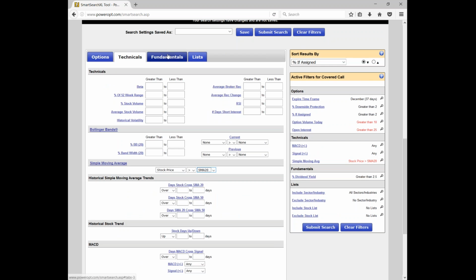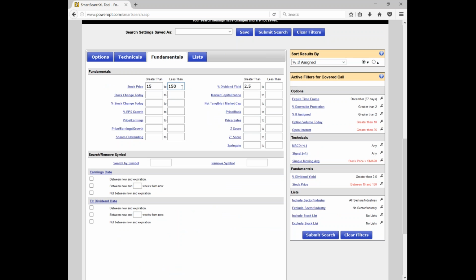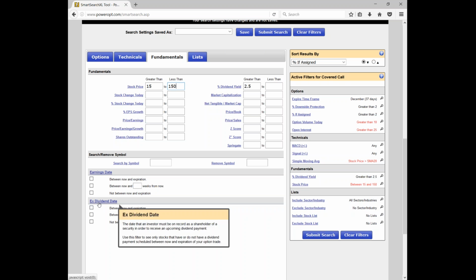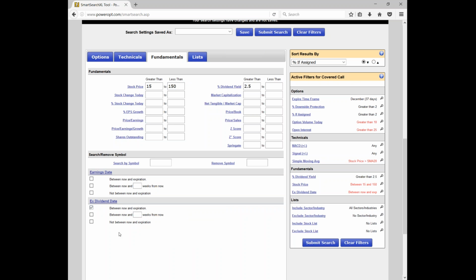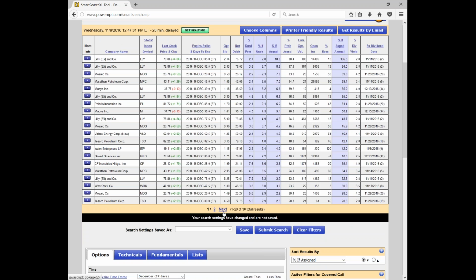And of course we know maybe our stock criteria is we only want to look at stocks from $15 to $150 per share. And if we wanted to, we could select to just look for positions that have the ex-dividend date between now and our expiration, or not between now and expiration, depending on your approach. So let me just change that real quick. Only change 2 or 3 filters. We've got it down to 30 total results. Popular names, Lilly, Mosaic, Macy's, Polaris, and so forth.